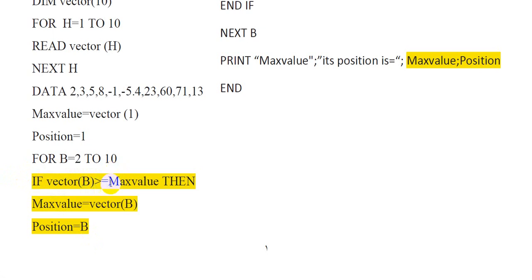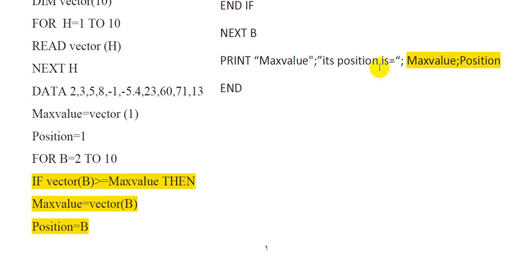If the vector b is bigger than or equal to the maximum value, then maximum value equals vector b. If not, go to the next b, print them in position b, and iterate all over again, repeating exactly the same task. And if next b, print maximum value, its position, or maximum value, comma, maximum value, counter, comma, the position is.